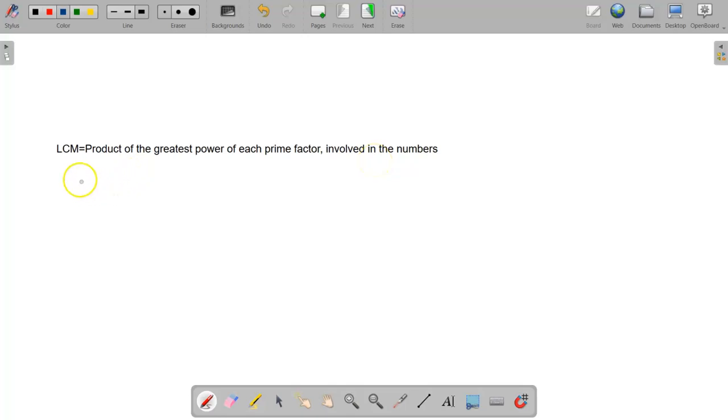Again, as usual, 6 is 2 into 3, as we have observed, and 20 is 2 into 2 into 5. What is your observation? We have to find the greatest power of each prime factor. The prime factors available in these two numbers are 2, 3 and 5. That you have to determine first, and then consider the greatest power for each prime factor.